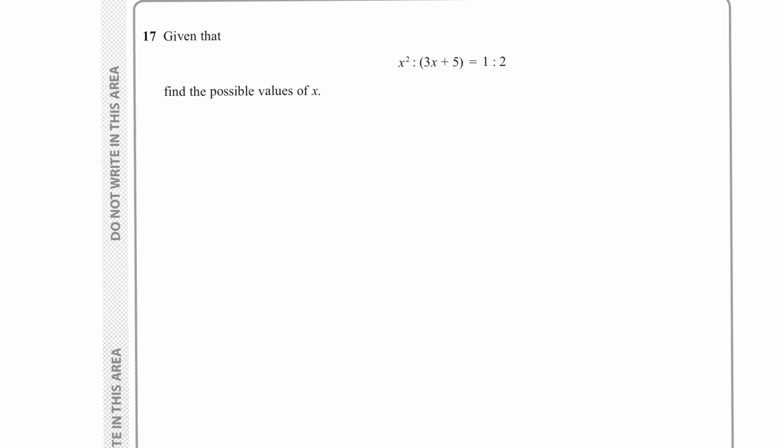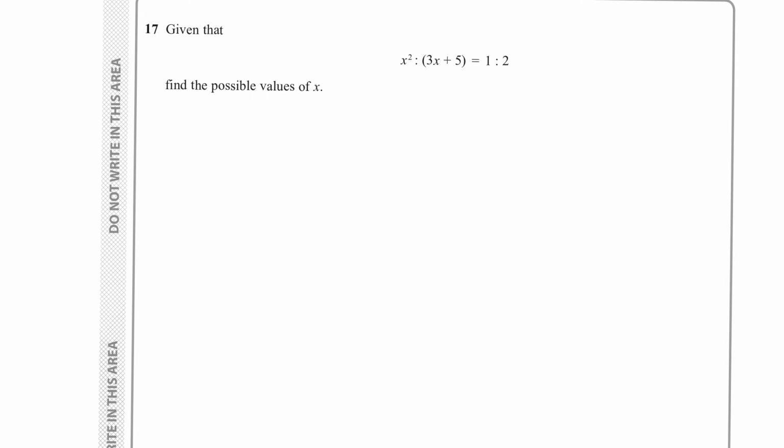Question 17 says, given that x squared is in the ratio to 3x plus 5 as 1 to 2, find the possible values of x. One of the ways that we can work this out is by changing this to a fraction. So we can make this x squared over 3x plus 5 is equal to a half, because the x squared is equal to 1 and the 3x plus 5 is equal to 2. Then we're going to rearrange this to make x squared the subject, so we'll end up with x squared is equal to a half times 3x plus 5, because when you move that over, it comes times.